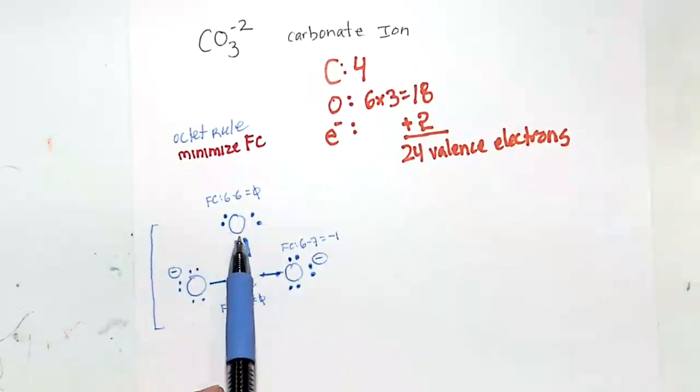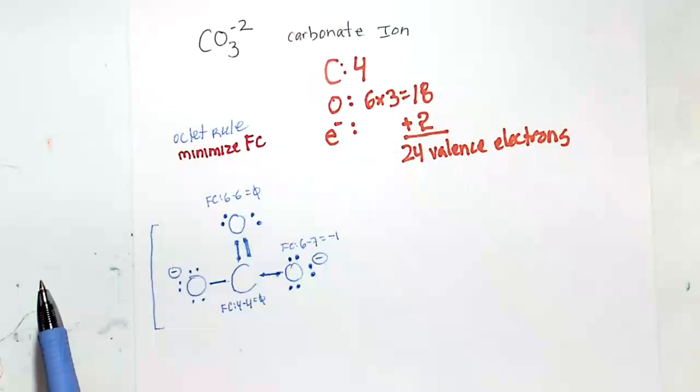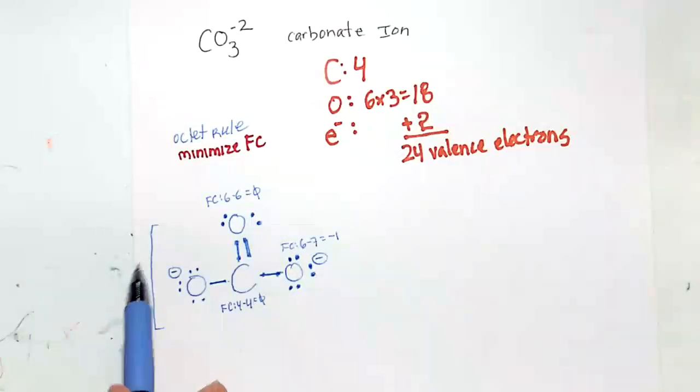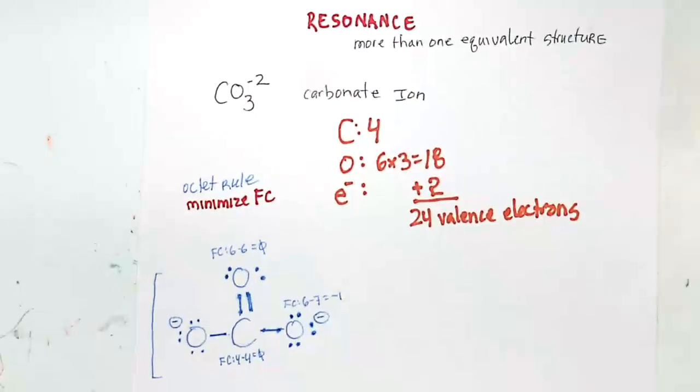See that double bond? What can we do with that double bond? On the ends. Yeah, I just put it on top, okay? I can also put it where? On the side. On the sides. Okay, so how many total structures are there? 3. Okay, so that's the example of resonance.